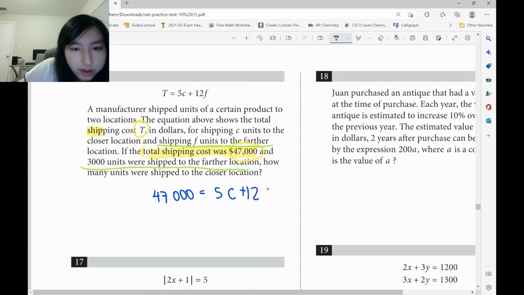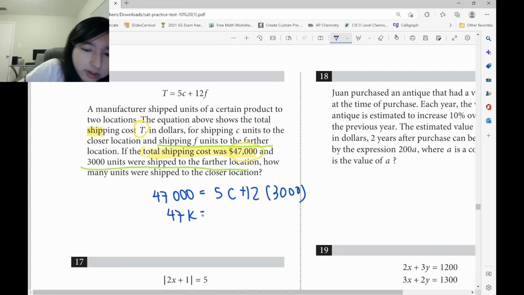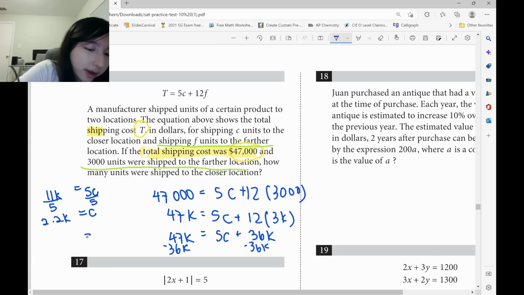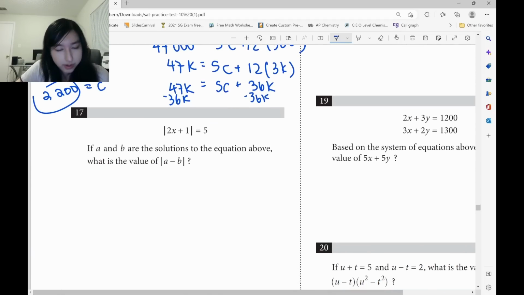5C plus 12F, so 3,000. If you look at how I did it here, I just replaced it with K because K represents 1,000. 47,000 equals 5C plus 12 times 3,000. 12 times 3 is 36,000 here. 5C plus 36K equals 47K. You subtract 36K on both sides. 5C equals 11,000. So C equals, divide by 5, you should get 2.2 thousand. Now actually put it into thousands, so 2,200, like this.